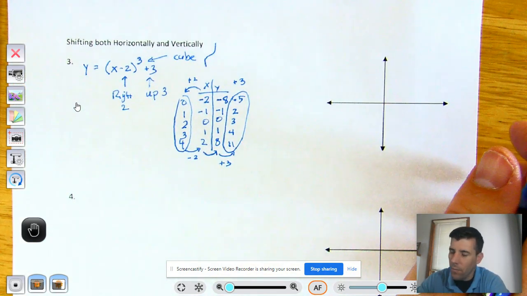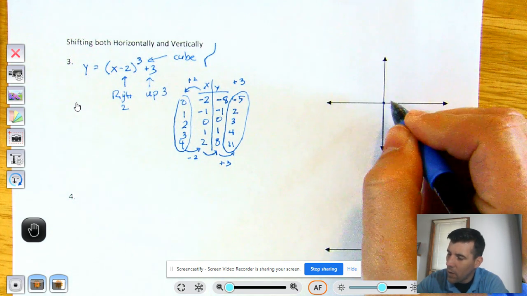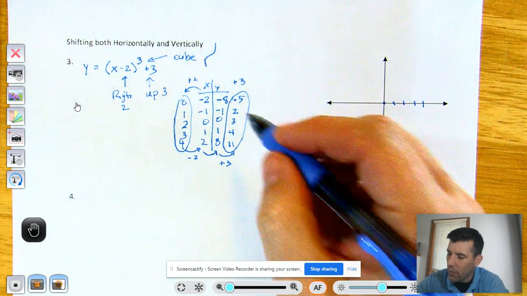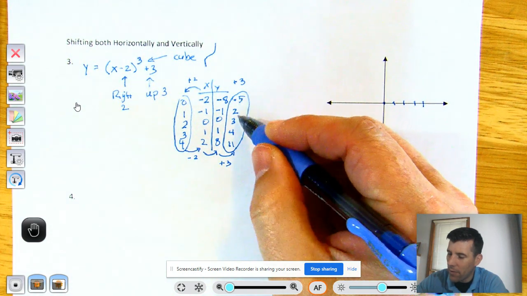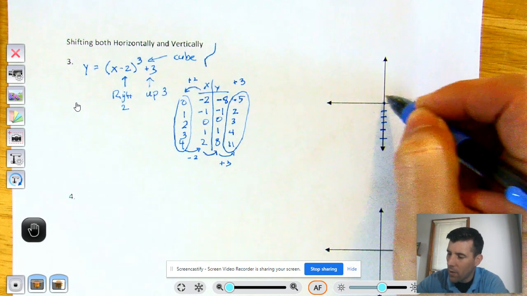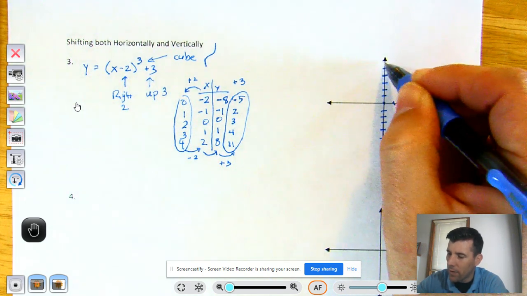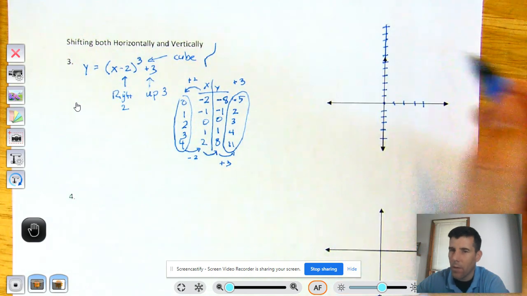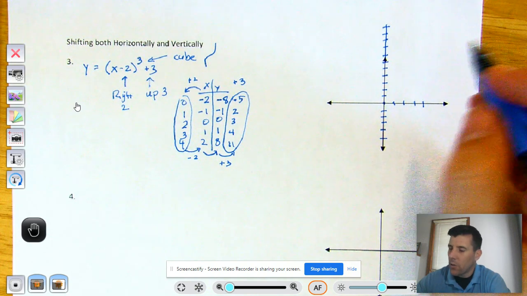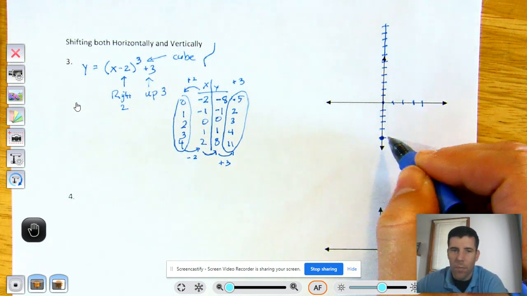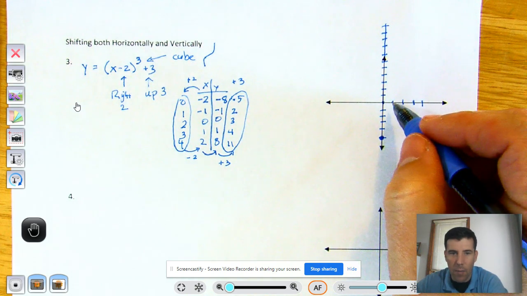So I've got 0, 1, 2, 3, and 4. And then over here, you can see that I would need to go from negative 5 to positive 11. 1, 2, 3, 4, 5. 1, 2, 3, 4, 5, 6, 7, 8, 9, 10, 11, way up here. So 0, I'm at negative 5. 1, 2, 3, 4, 5. And then at 1, I am at a positive 2.